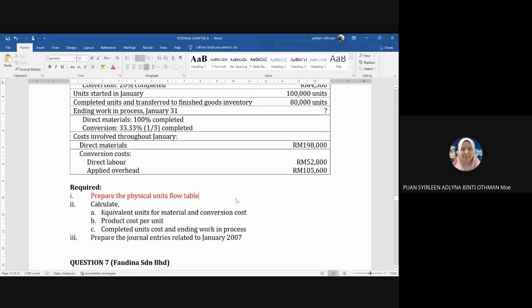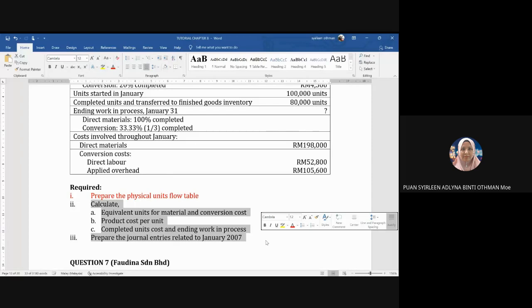That means you are not supposed to prepare jawapan dalam bentuk production report. Jangan. We are only allowed to do the first part of the table. Maksudnya sediakan physical flow yang dekat atas tu saja di mana kita dapatkan pengiraan untuk units accounted for and units to be accounted for dan juga equivalent unit. Itu saja. The rest of the item di bawah sini, walaupun kita kata lebih senang kalau buat table, you're not supposed to sambung the physical unit flow tu dan jadikan dia satu table penuh, which is wrong.